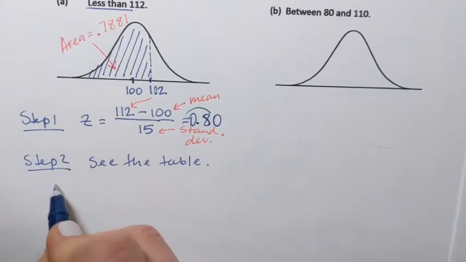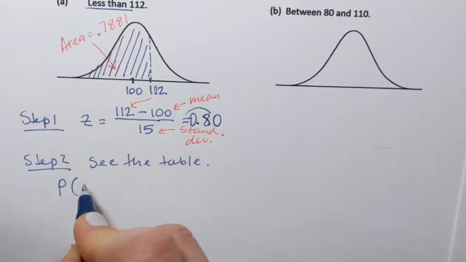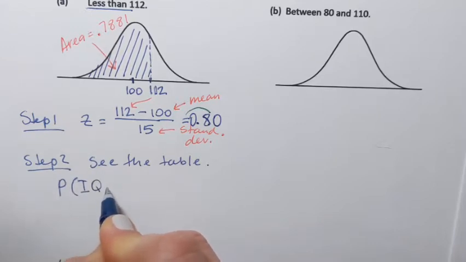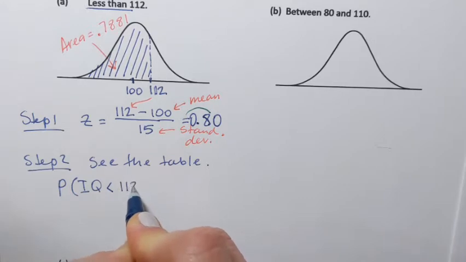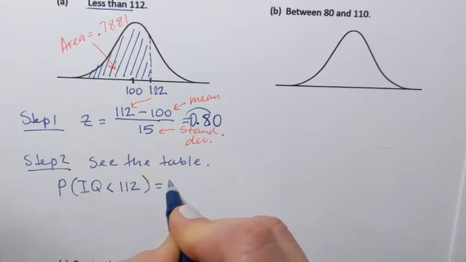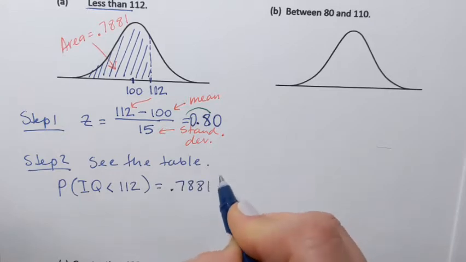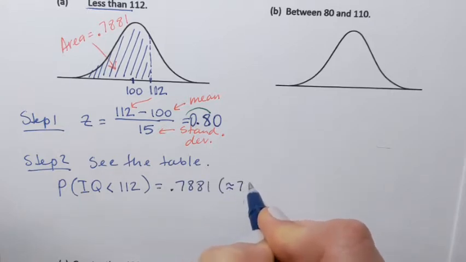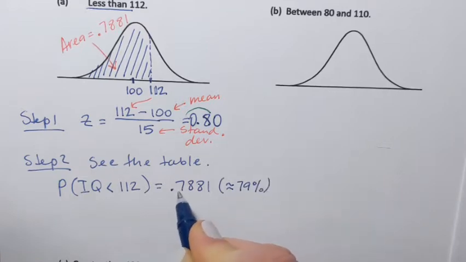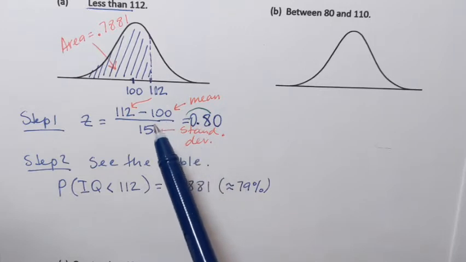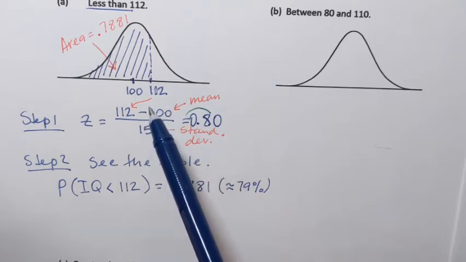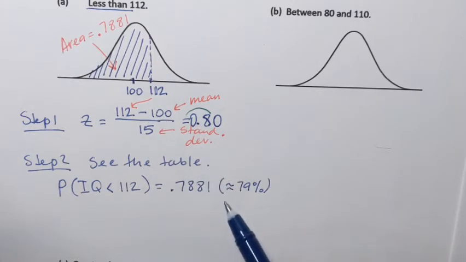And once we find the area, we can now interpret that as the probability. I can write my answer this way. I can say the probability that IQ is less than 112 is 0.7881, which is approximately 79%, right? If I move the decimal point 2 places, 79% and round up. So that means that the probability that a randomly selected person is going to have an IQ of less than 112 points is a 79% chance.